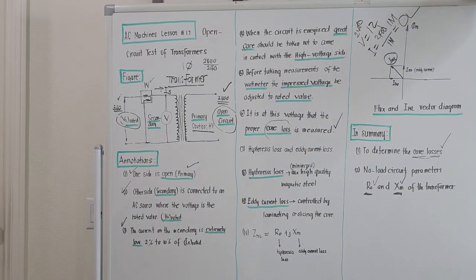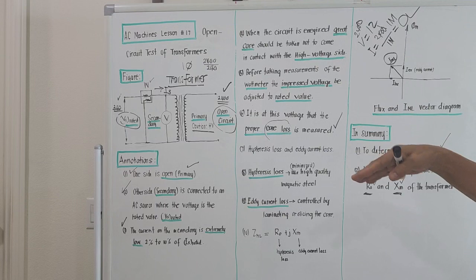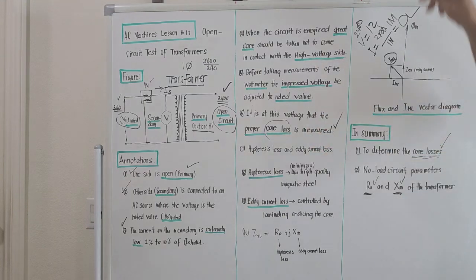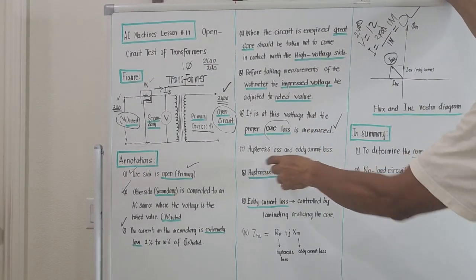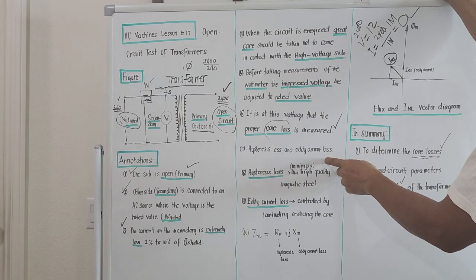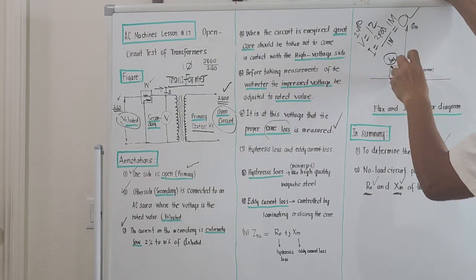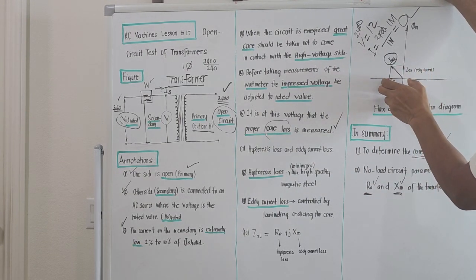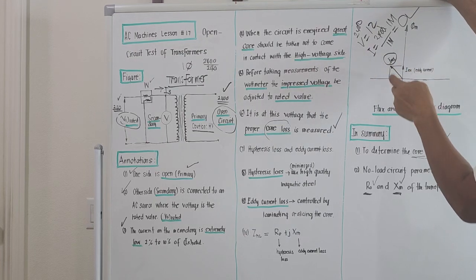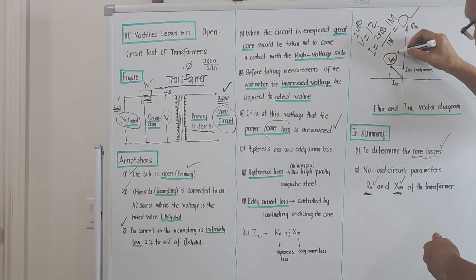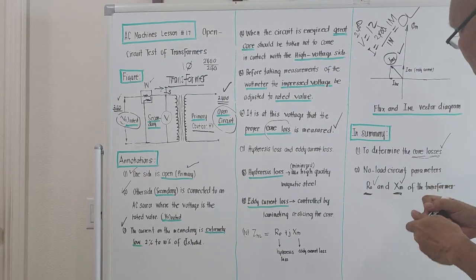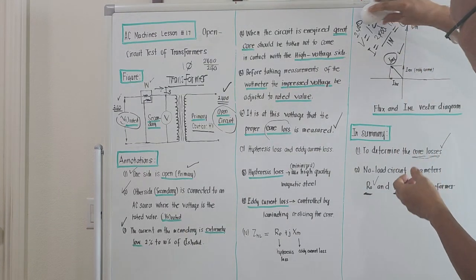Number 7 is just a side note. The core loss actually has two components: the hysteresis and eddy current. This is the hysteresis and this is the eddy current. The vectorial sum of the hysteresis and the eddy current is actually the no load current.